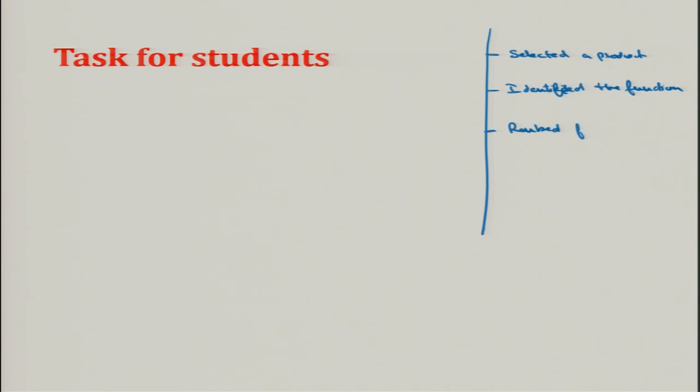Let us try to continue our previous task again. You have already selected a product. You have identified the functions. You have ranked the functions. Then you have identified poor value functions.